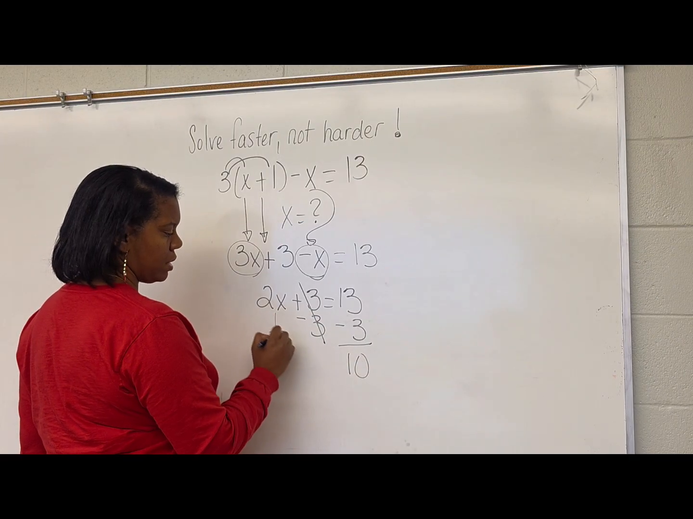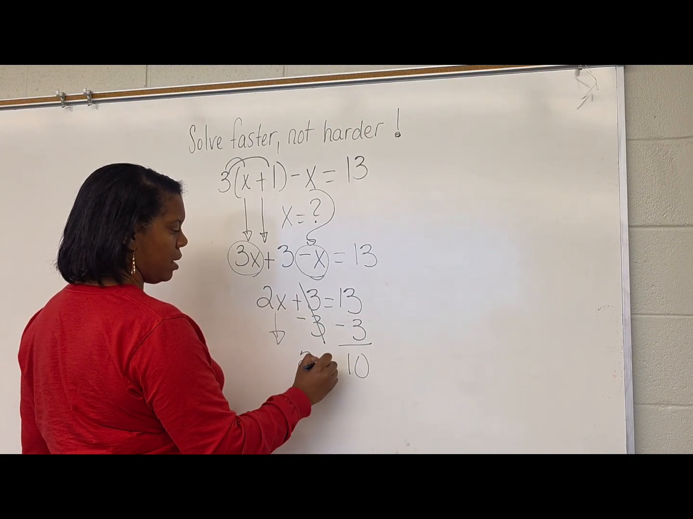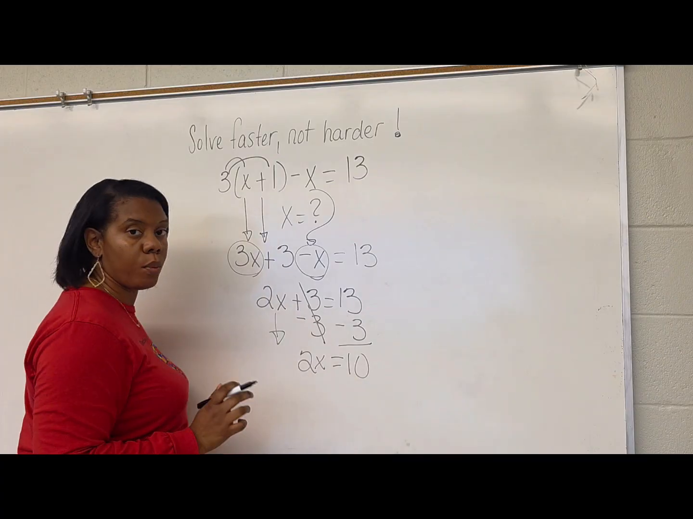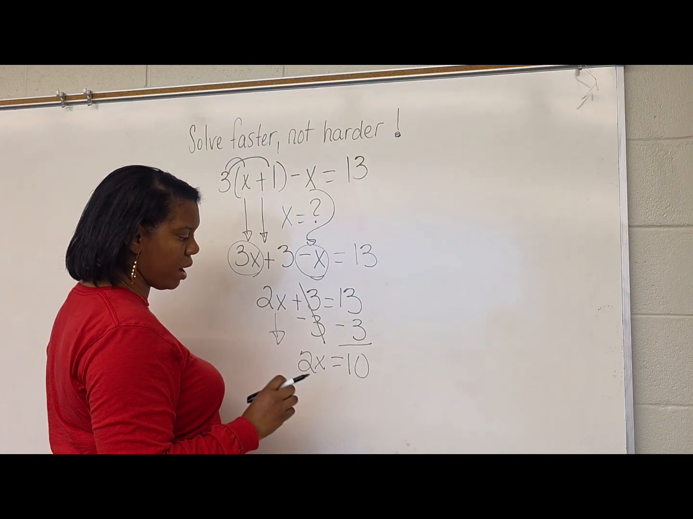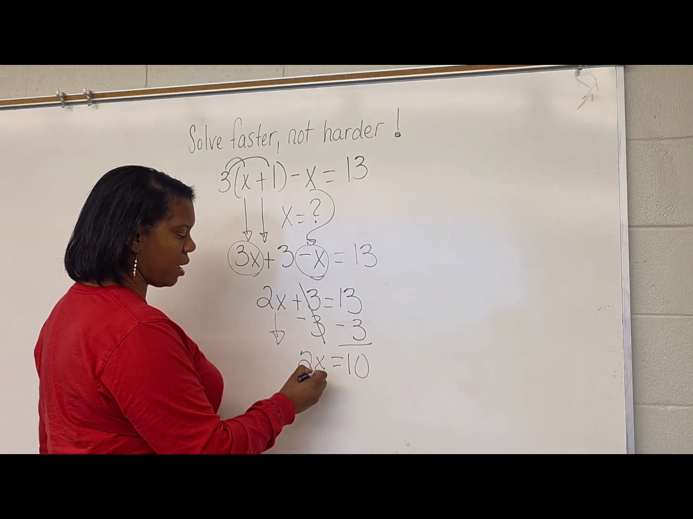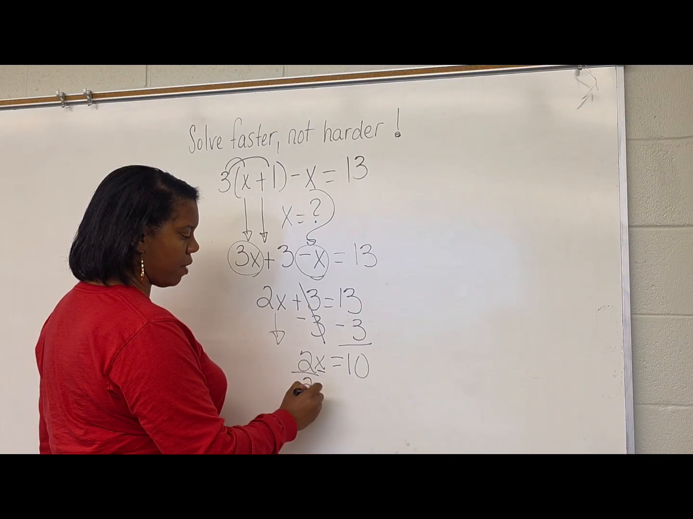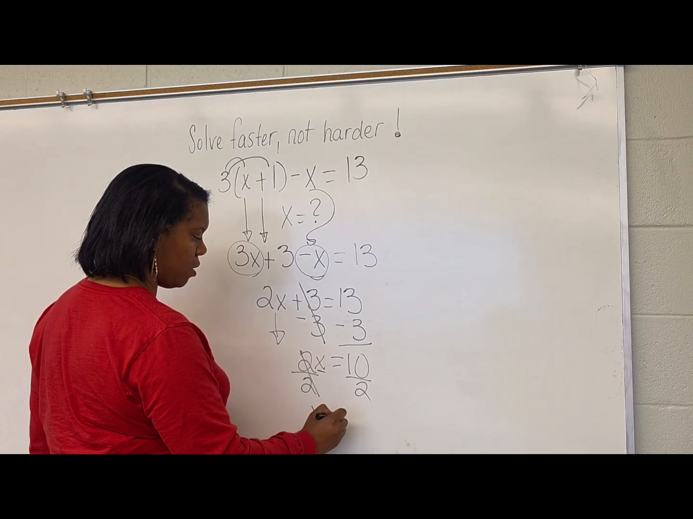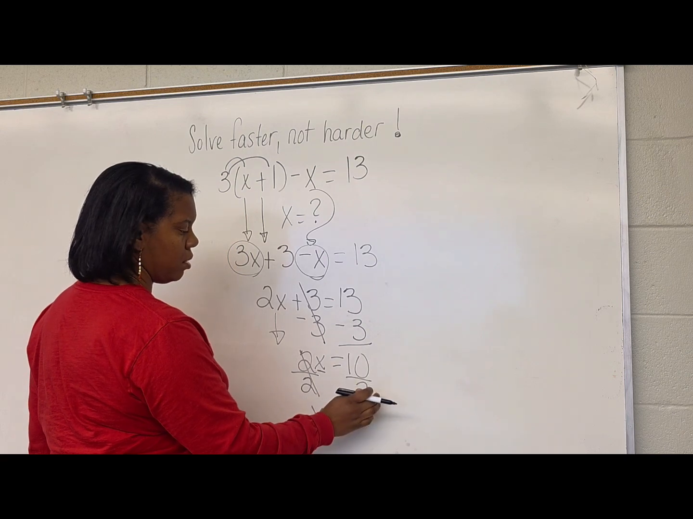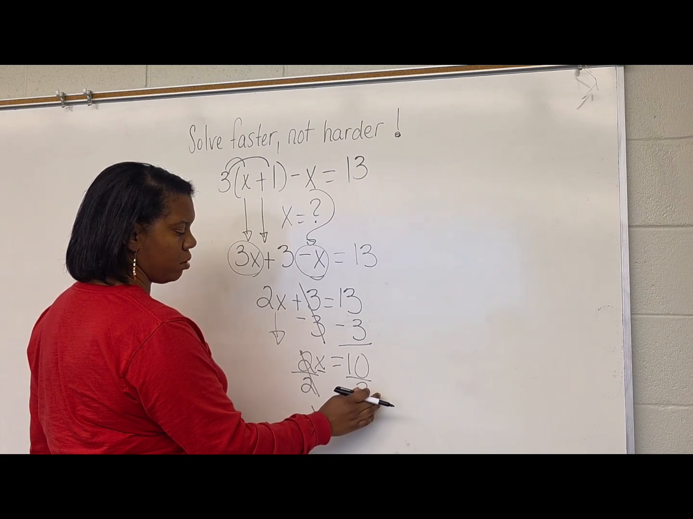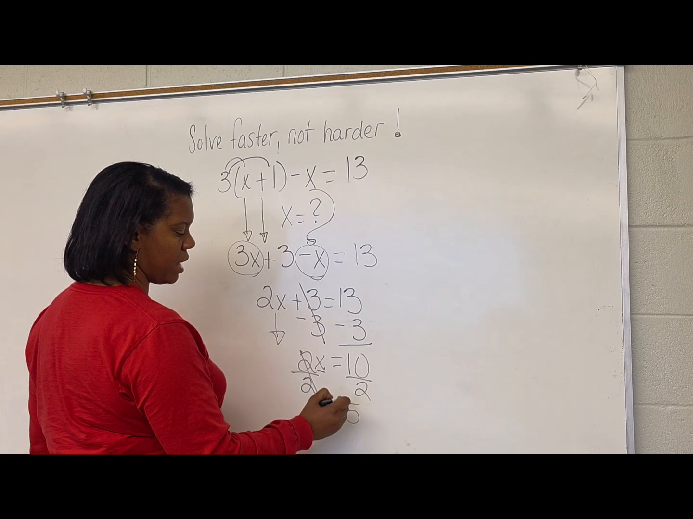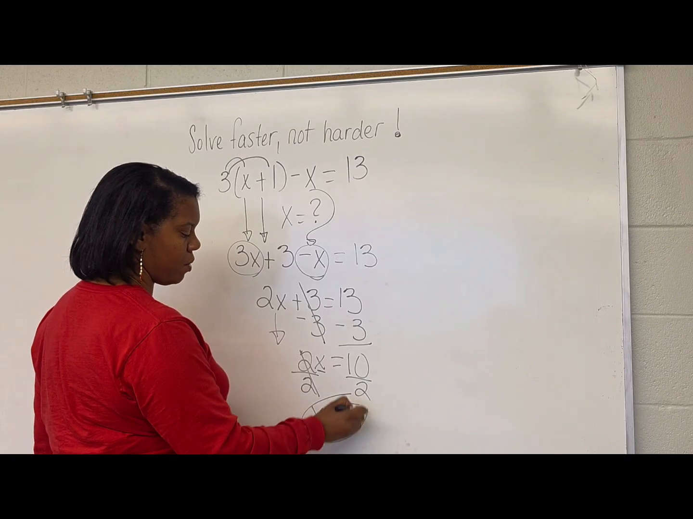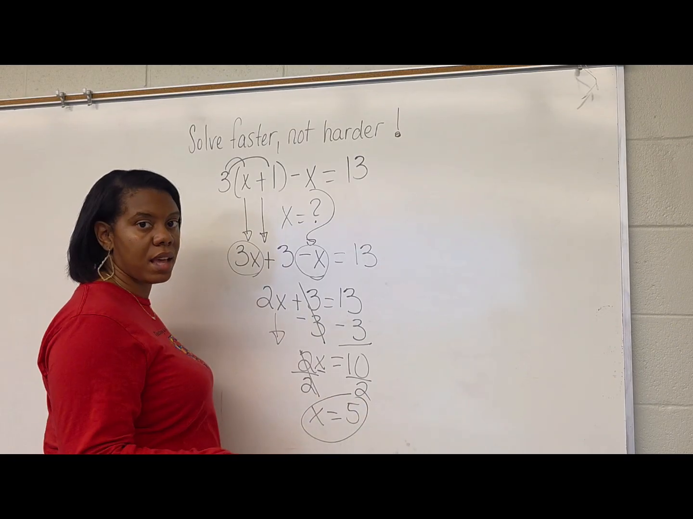Now we have to bring this down. 2x equals 10. We're not finished. So now we're going to have to divide because we want to get the x by itself. So we're going to divide both sides by 2. x equals 10 divided by 2, or 2 into 10 goes 5 times. So x is equal to 5. That is our answer.